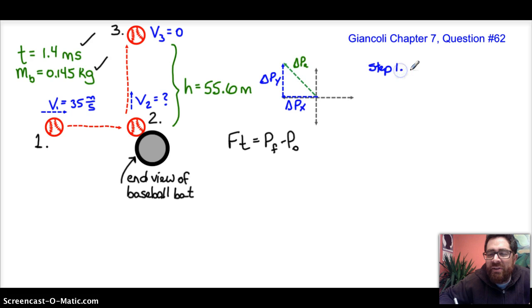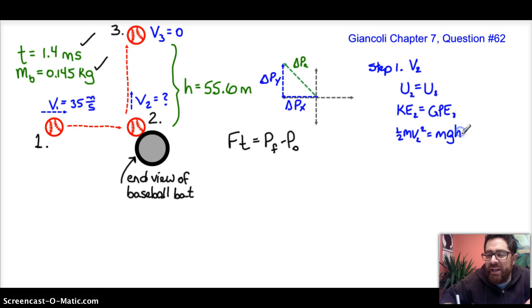Step 1, solving for v sub 2. Again using conservation of energy methods, the sum of mechanical energy at position 2 must equal the sum of mechanical energies at position 3. In this case, I've only got kinetic energy at position 2, and I've only got gravitational potential energy at position 3. That leaves me with 1/2 mv squared at point 2 must be equal to mgh at position 3.